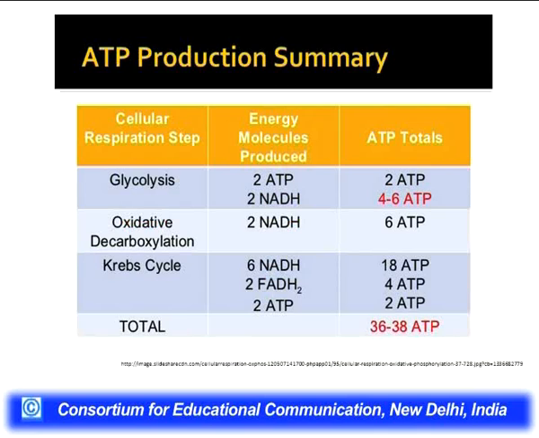Now if we see the ATP production which takes place through glycolysis, oxidative decarboxylation and the Krebs cycle, we can see that from a single molecule of glucose, 36 to 38 molecules of ATP are generated. So we can just imagine how much energy a single molecule of glucose contributes.